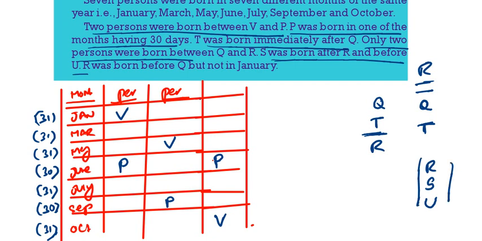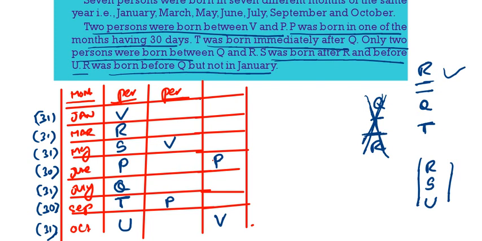This is other one. R was born before Q but not in January. R is born before Q. So this one is ruled out because R is born before Q. So this one is correct. Now you take R here. Take 2 gap Q. Immediately after Q T. Now after R S. After S U.